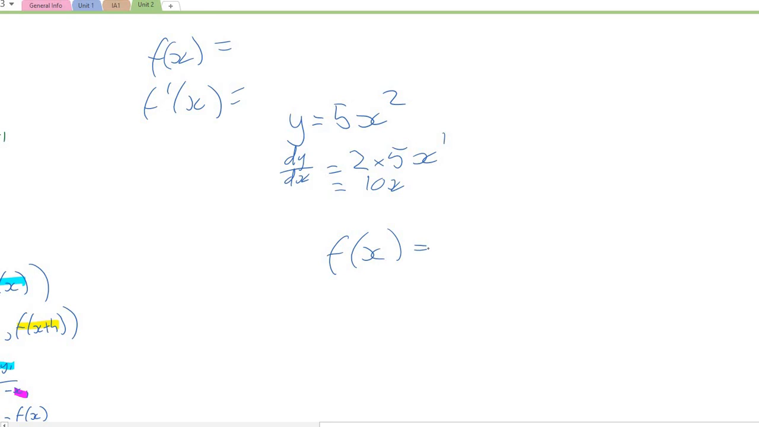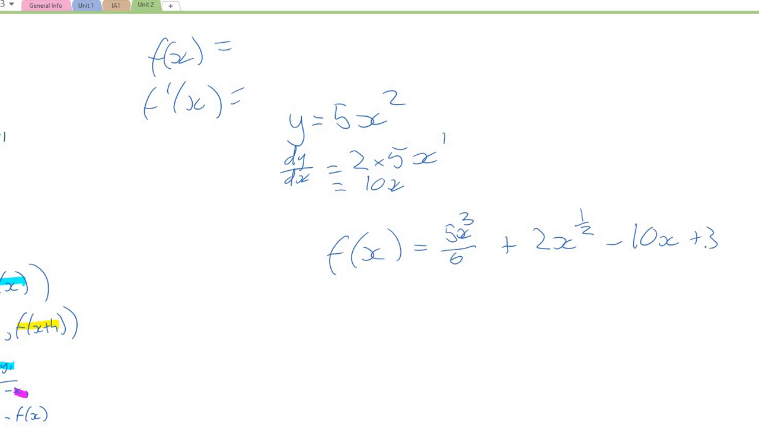Let's give you a sneaky one. Where's the x? Can you give us a moment? Yeah, I'll give you a moment. Have a crack at that one, guys.